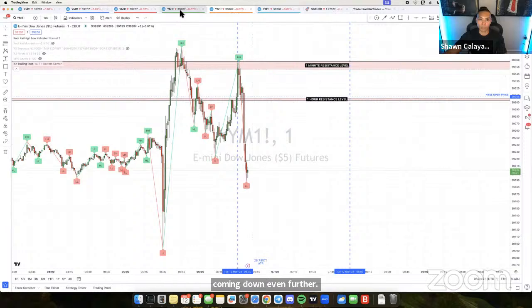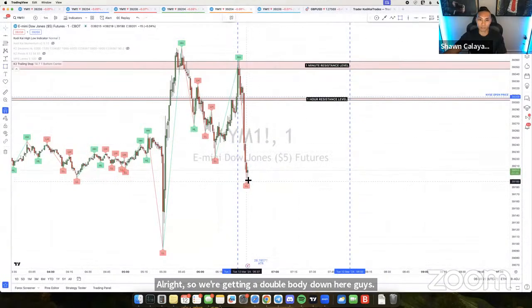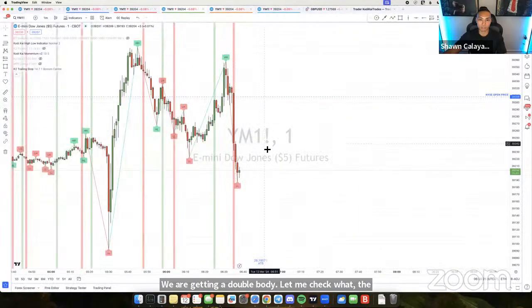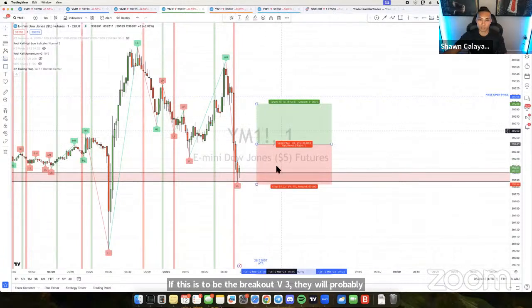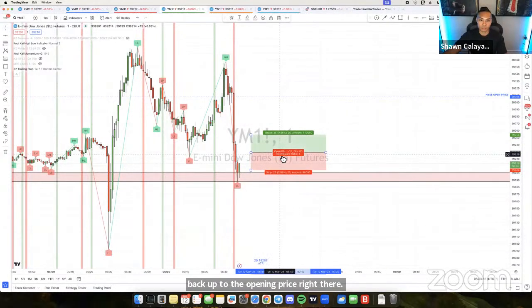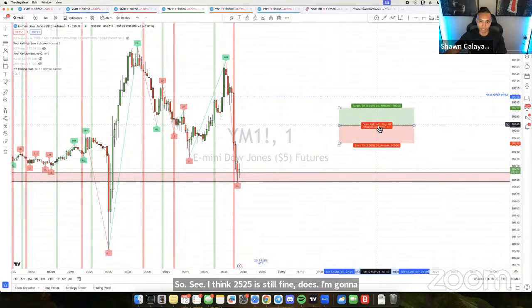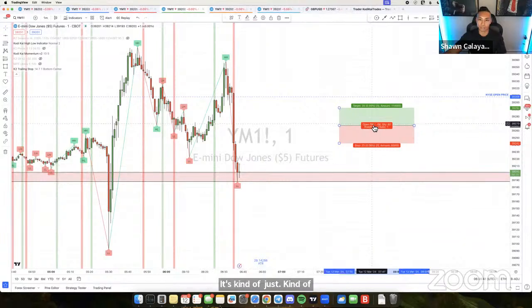All right, so we're getting a double body down here, guys. We are getting a double body. Let me check what the range would look like for our TP stop loss if this is to be the breakout V3. It'll probably push back up to the opening price right there. So let's see. I think 25.25 is still fine, guys. I'm going to keep it at 25.25 for now. I'm not going to make any changes just yet because the volatility hasn't really confirmed that it's going to be any higher.